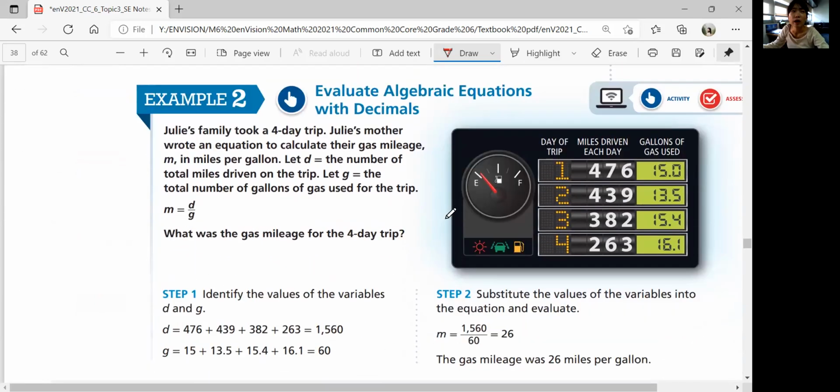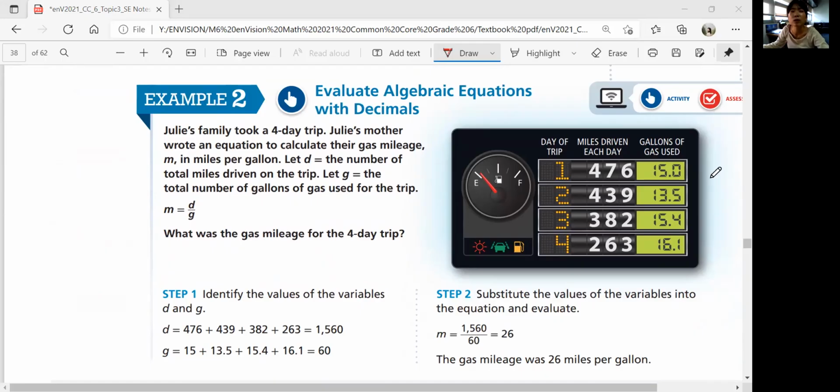Example 2. Evaluate algebraic expressions with decimals. What if we have a decimal? Don't worry, it's going to follow the same rule. Look at this example. Julie's family took a 4-day trip. Julie's mother wrote an equation to calculate their gas mileage, M, in miles per gallon. Let D be the number of total miles driven on the trip. Let G equal the total number of gallons of gas used for the trip.